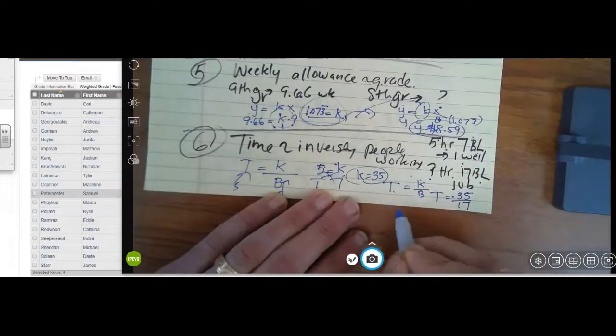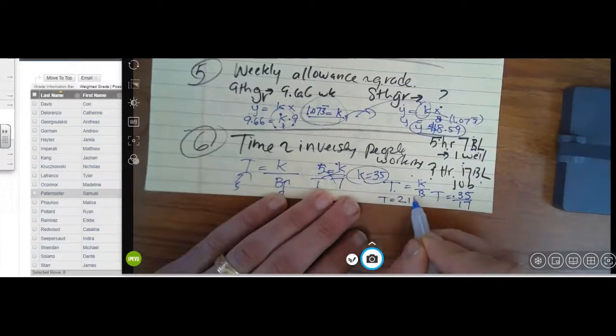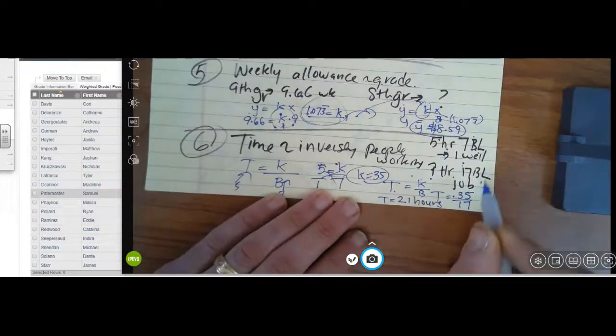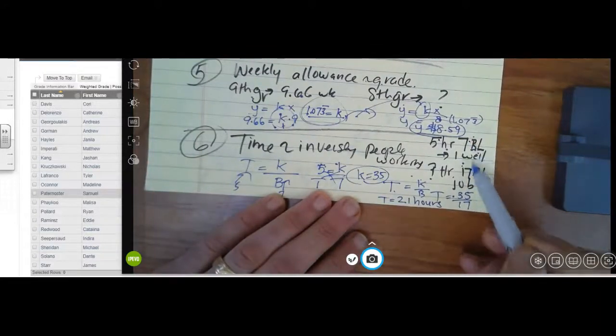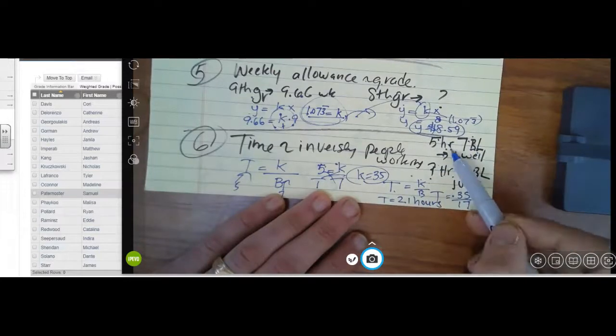So it's just going to be a little over 2 hours. So time is going to equal 2.1 hours. So it's going to take 2.1 hours for 17 bricklayers to do the same job. Well, that makes sense because that's more than twice the number of workers, and it takes a little bit less than half the time. Wait, rather, it takes a little bit more than twice the time in order to be able to do it with less workers. So that makes sense.